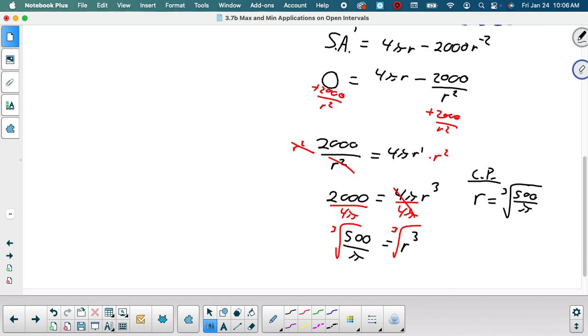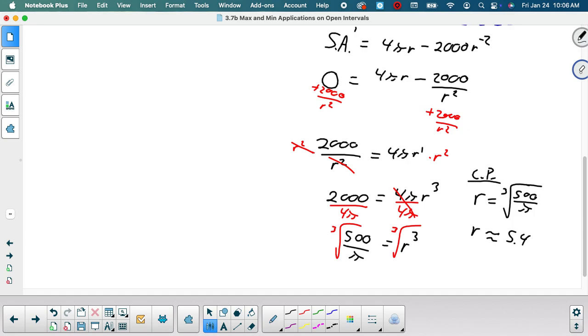Or if I look at my notes here, if you type that in your calculator, that should be, or if I grab a calculator, I think that's roughly, again, decimal-wise, just to give you a reference here, that's roughly 5.4 is what I'm getting here for r. Does that look right? The cube root of 500 over pi? And again, that's my critical point.